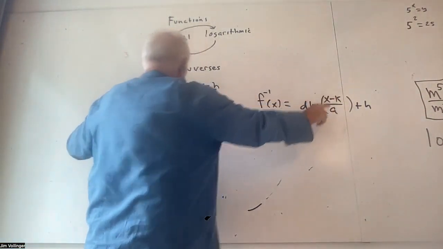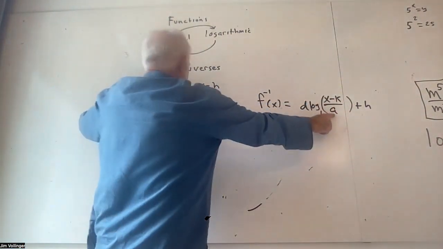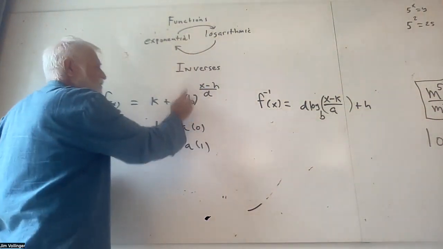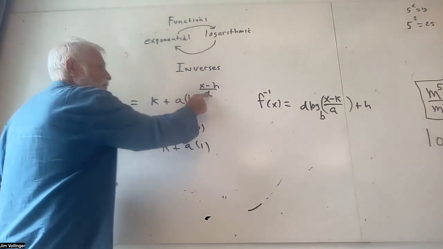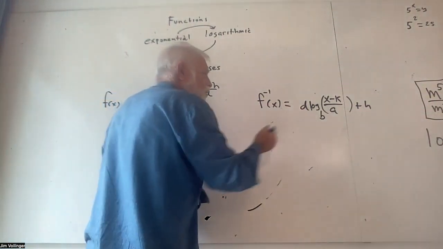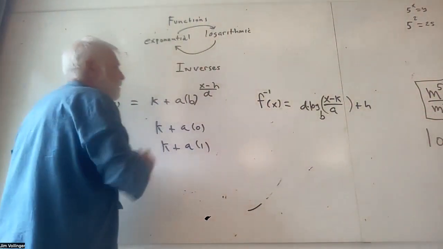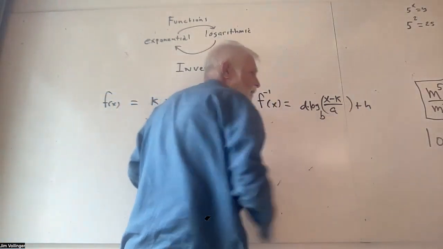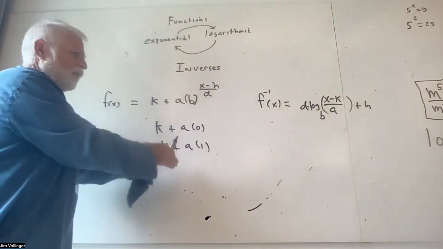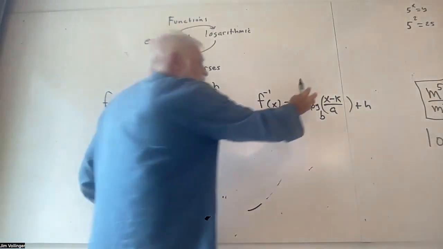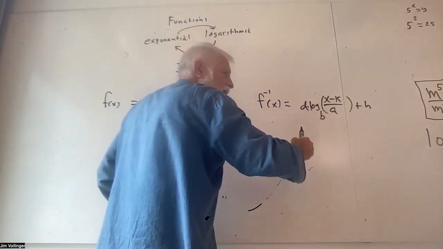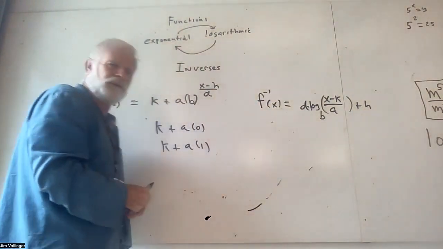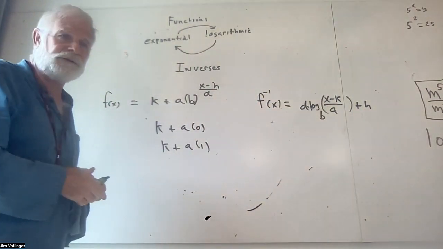Subtract K, then divide by A, and then know the inverse of B to the is log base B, and then division becomes multiplication. I'll put a little dot there, right? And then subtraction of H becomes addition of H. And whatever X gets you Y here, then that Y value, if it's a function and we're working with a calculator, we call it X, brings you back to what you started with. That's the process of an inverse.